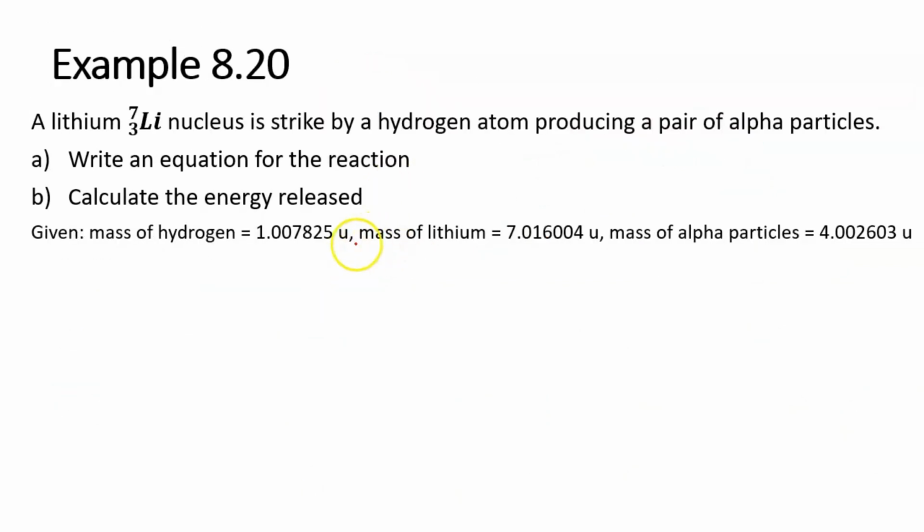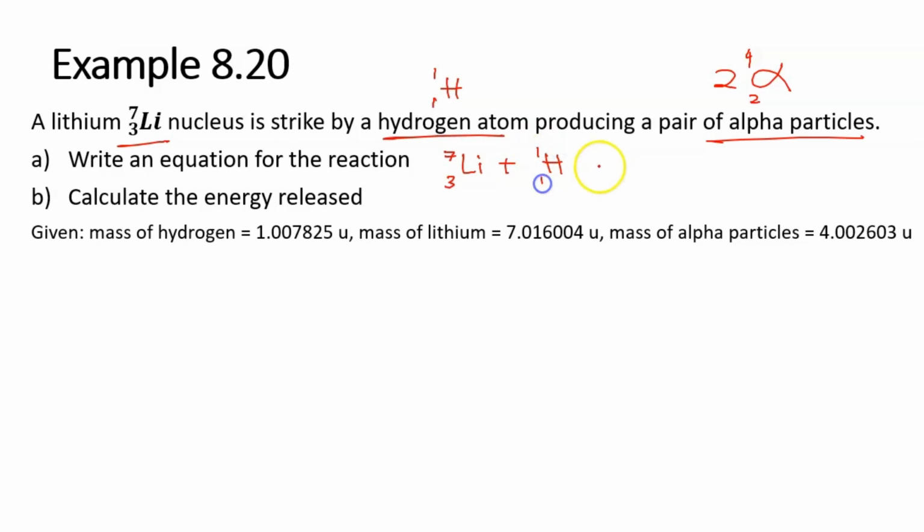Example 8.20, a lithium nucleus struck by a hydrogen atom H-1-1 producing a pair of alpha particles, 2 alpha ataupun 2 darab 4 darab 2. Okay, so write the equation. Let's see whether it's balanced or not. Lithium 7-3 plus hydrogen 1-1 produce 2 alpha 4-2. So 7 tambah 1 8, 2 darab 4 8. 3 tambah 1 4, 2 darab 2 4.